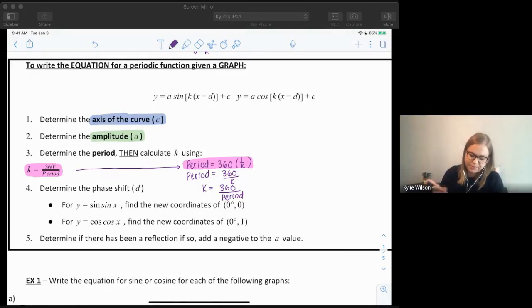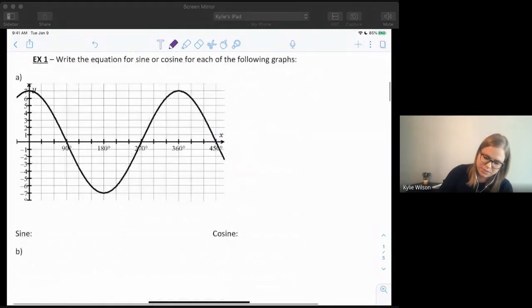Then for k, we determine if there's been a reflection. If there has, then we add a negative to the a value. Okay, let's get into some examples here. I think that's the easiest way to go through these.